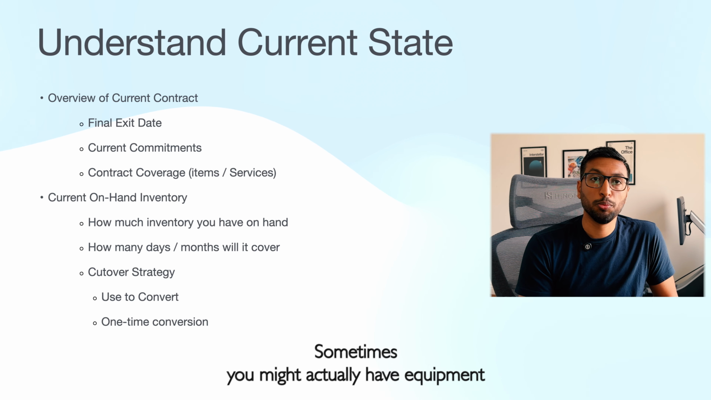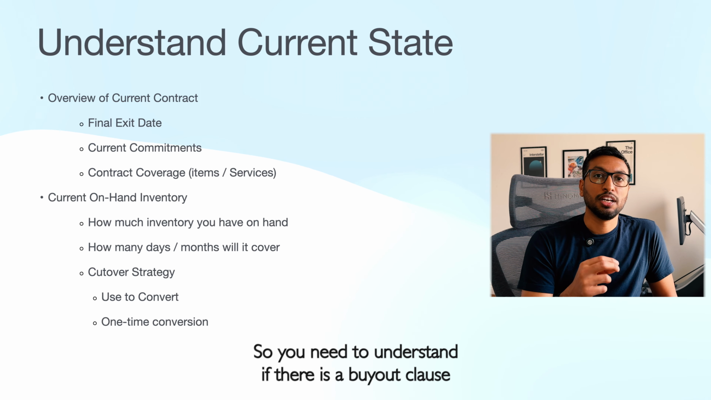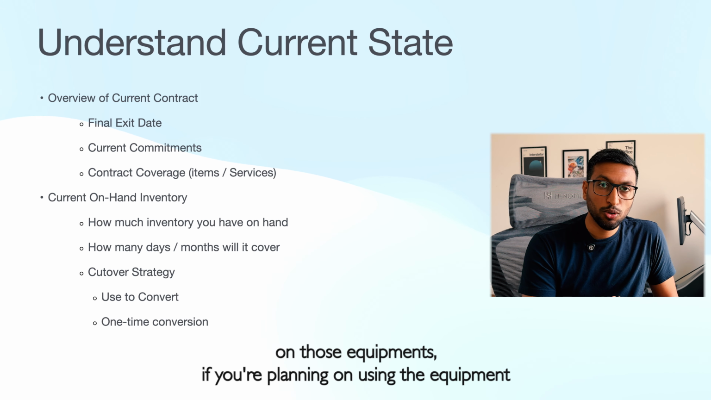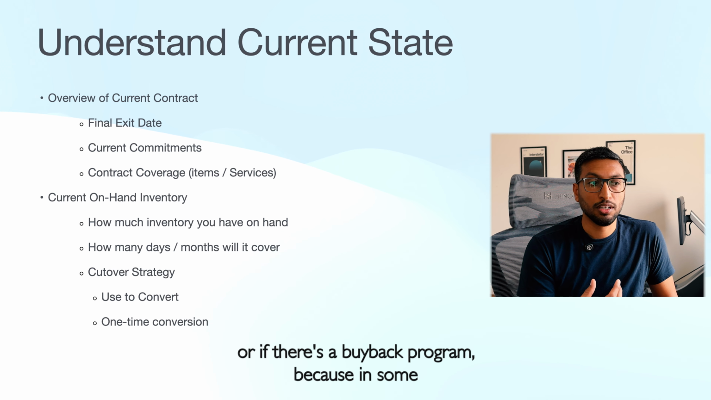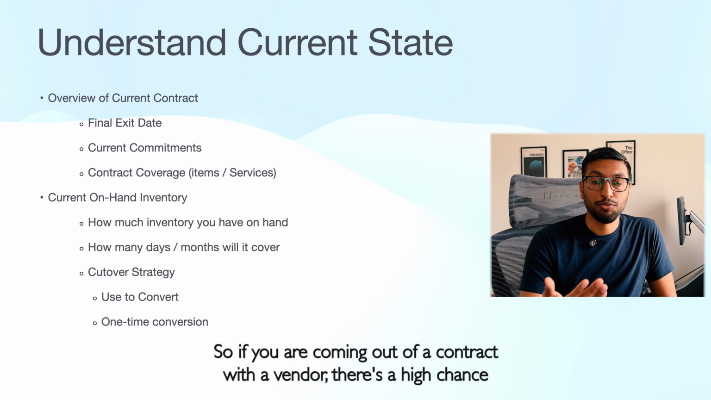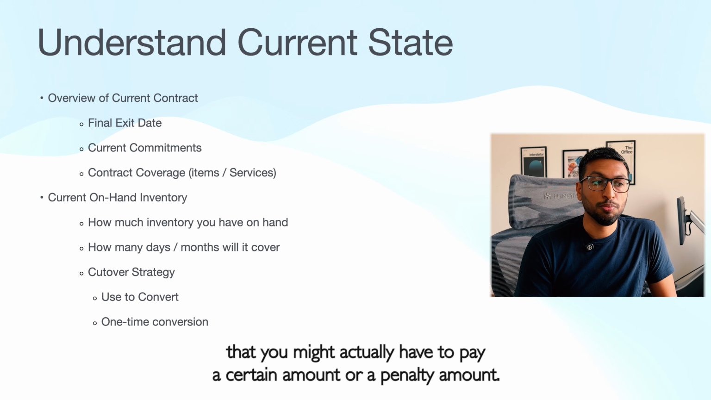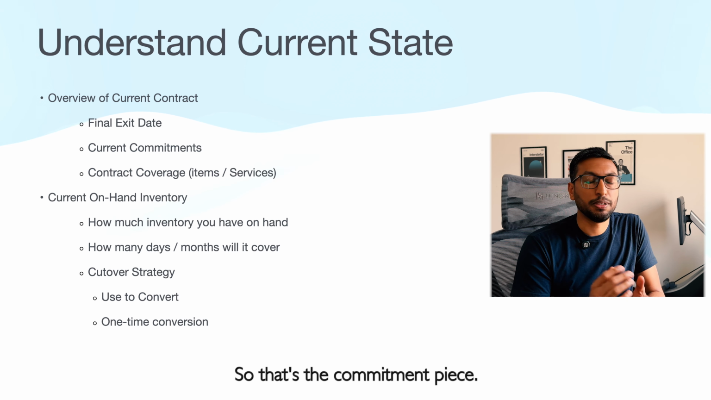You also need to understand what the current commitments are. Sometimes you might have equipment that you're renting from the existing or incumbent vendor. So you need to understand if there is a buyout clause on that equipment, if you're planning on using it, or if there's a buyback program, because some of these leases require you to pay the full amount. If you are coming out of a contract with a vendor, there's a high chance that you might have to pay a certain amount or a penalty. So that's the commitment piece.